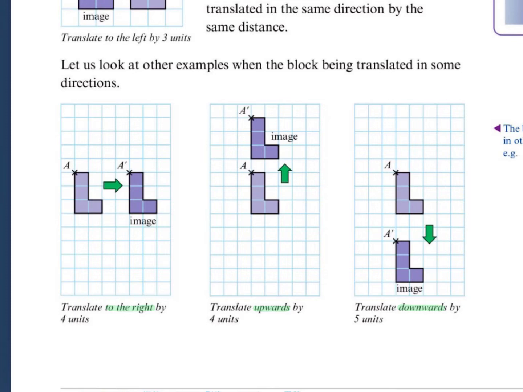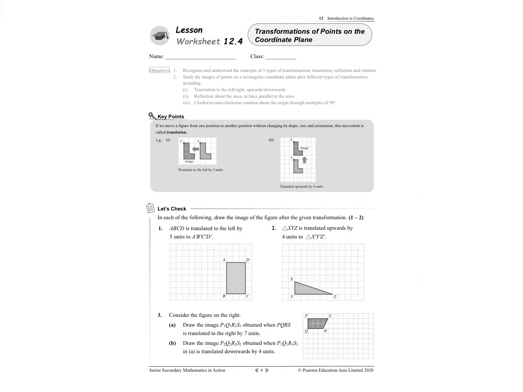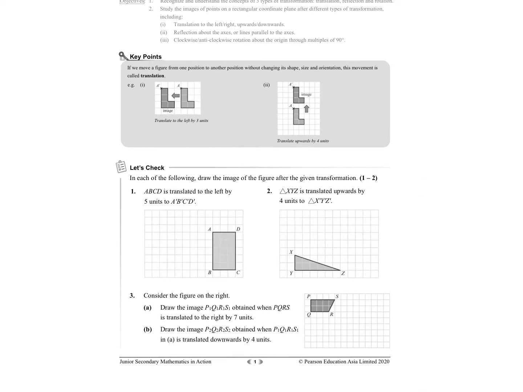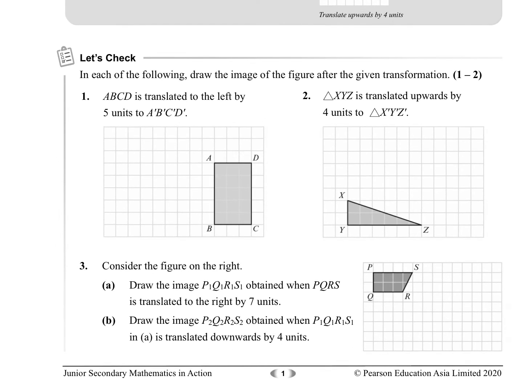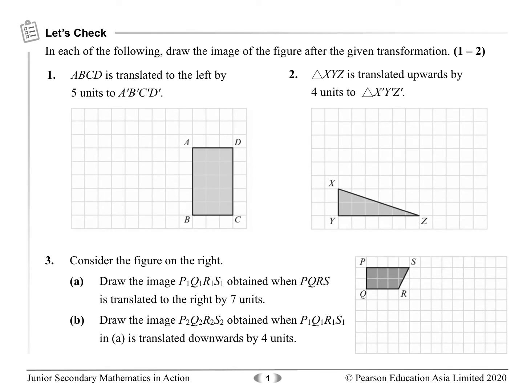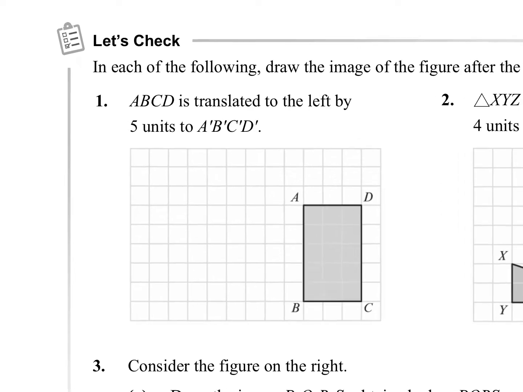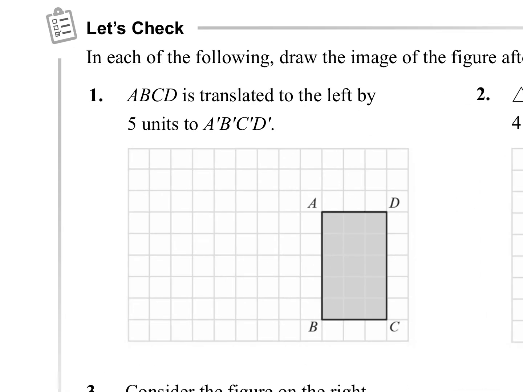Now, girls, I'm going to talk about the lesson worksheet. Please get ready. For lesson worksheet 12.4, I'm going to talk about page 1. Let's check question 1. First of all, for question 1, it says that ABCD is translated to the left by 5 units to A prime, B prime, C prime, D prime.